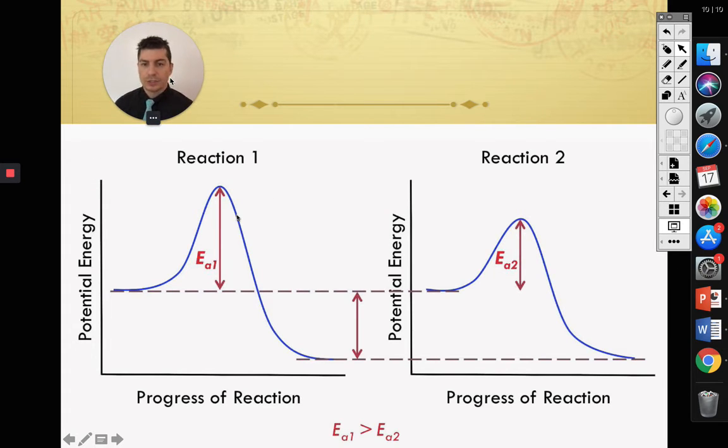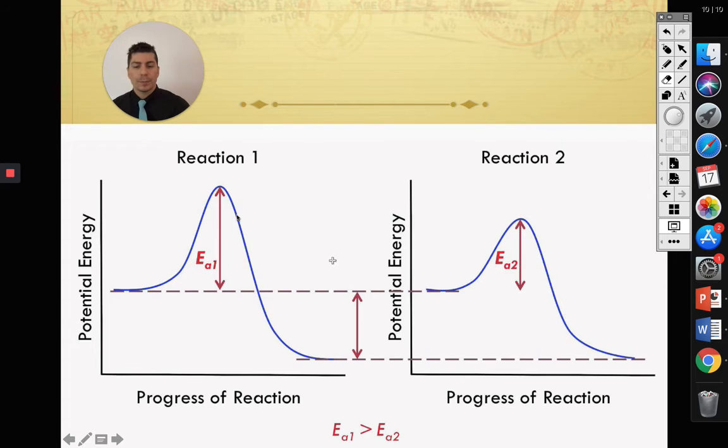So here are 2 different reactions, okay? They both have the same starting point. In other words, if we were to look at where the hill starts, it's right here, and we just carry that line all the way over. I'm not going to draw across there because there's no way I'm drawing a nice straight line for you guys, but you can see that the reactants are going to start off at the same energy. Now, the hill is much taller on this one compared to this one.